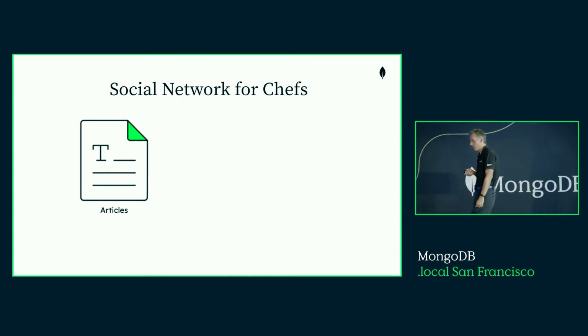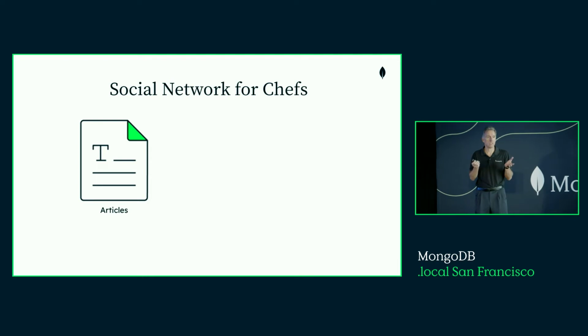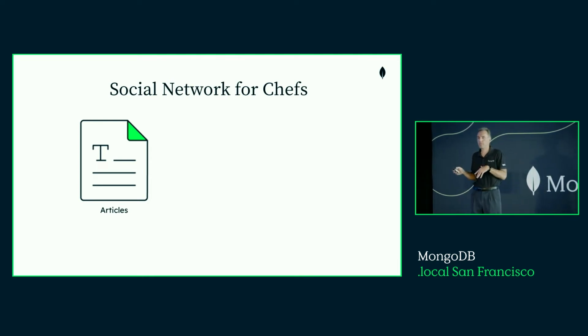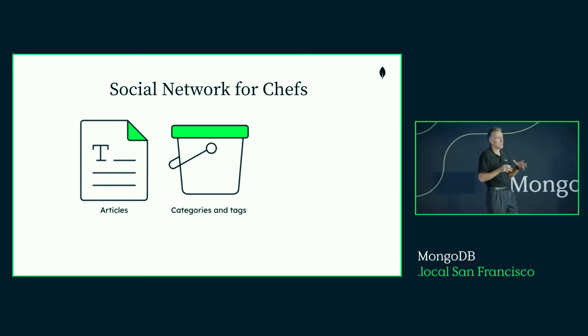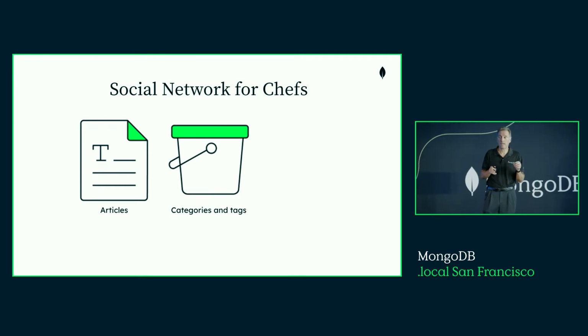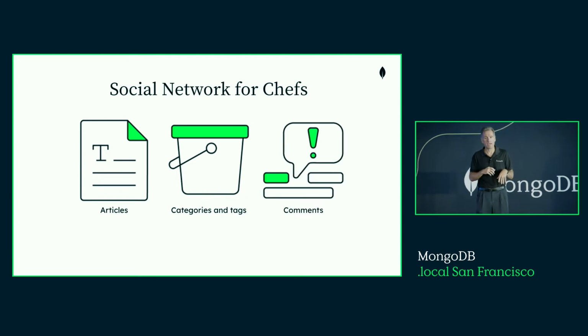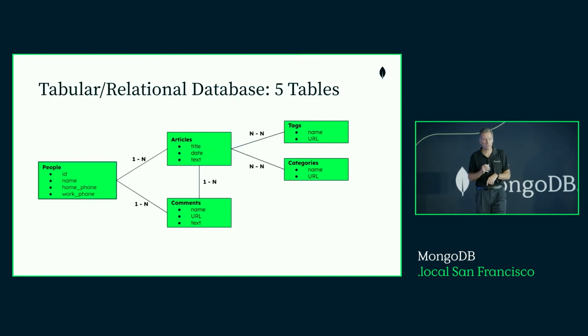So for this presentation, we're going to use a little example of a social network for chefs. So our chefs are going to come, they're going to write articles, recipes, whatever, and then we're going to take these articles, we're going to categorize them, we're going to put tags on them, and we're going to have a bunch of users who can come and can comment on the different articles. So very simple model system here that we want to do.